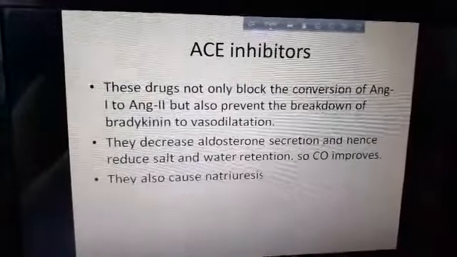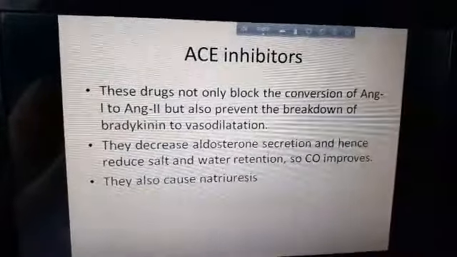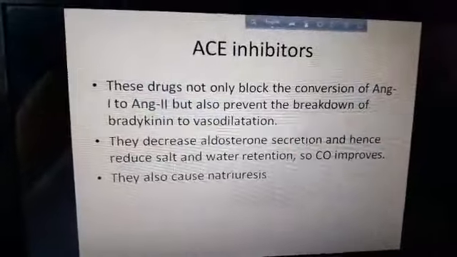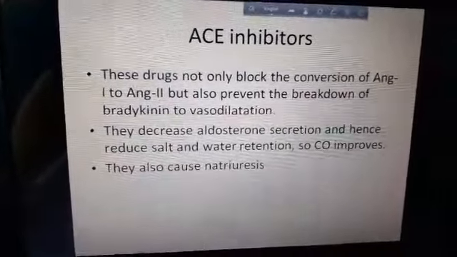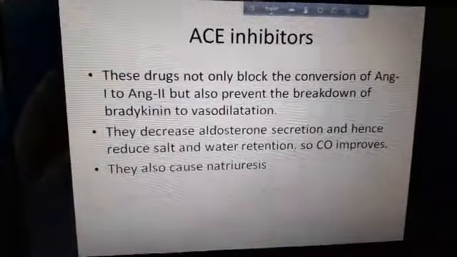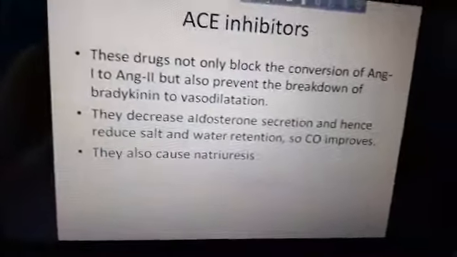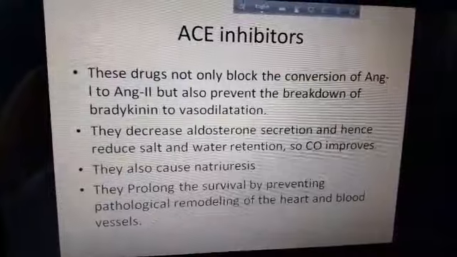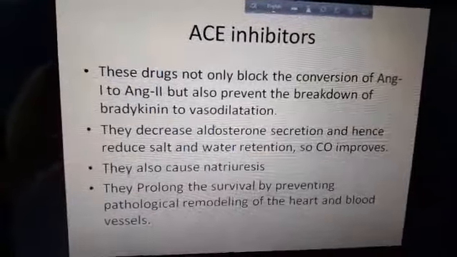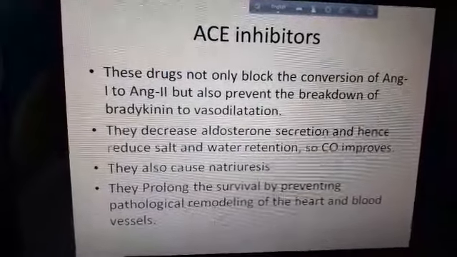They decrease aldosterone secretion, so angiotensin 2 is not activated. That's why there is decreased aldosterone release from the zona glomerulosa, and hence reduced salt and water retention. So cardiac output is improved. They also cause natriuresis. They prolong survival by preventing the pathophysiological remodeling of the heart and blood vessels.